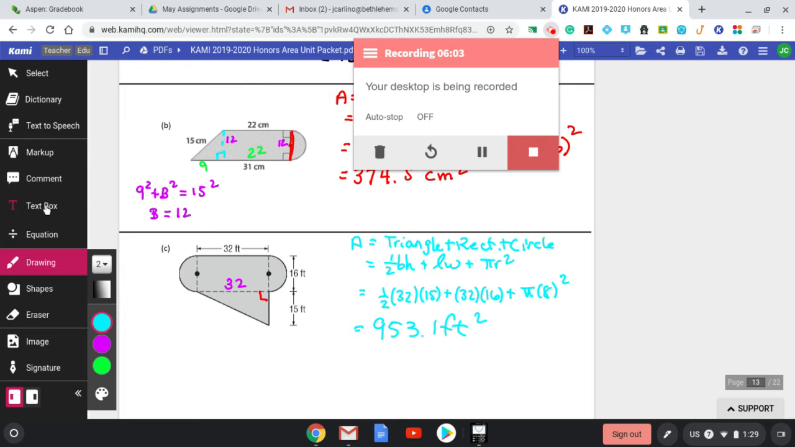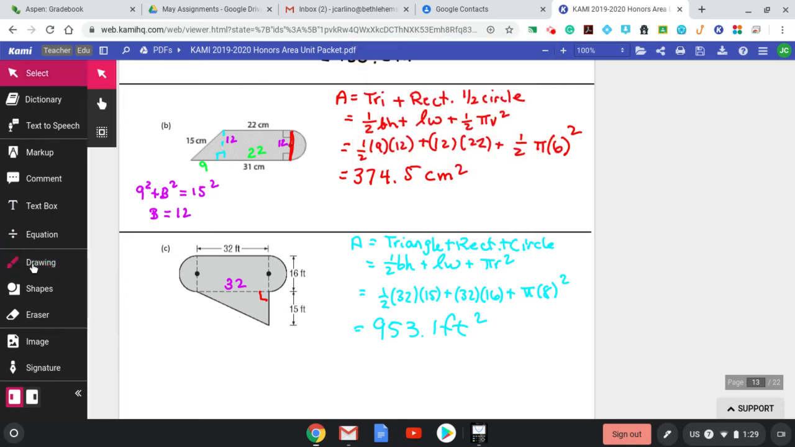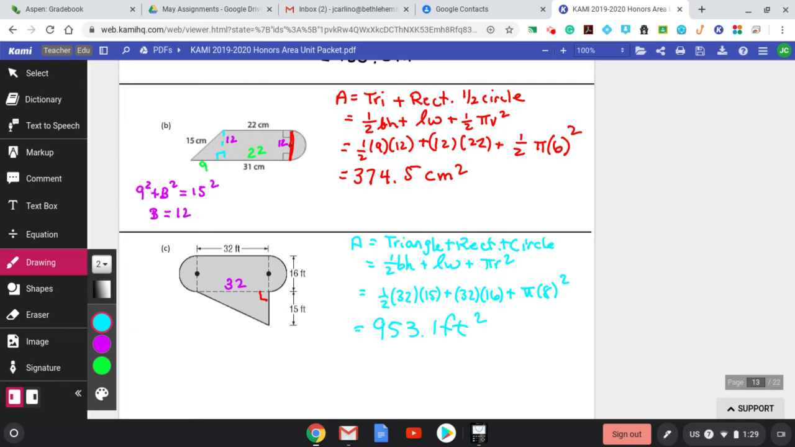And here's what we're looking at. 953.1. Yeah, didn't really have to do much here. There wasn't any Pythagorean theorem. The only thing you guys had to do was make sure you cut that 16 in half to get to the radius of the full circle.